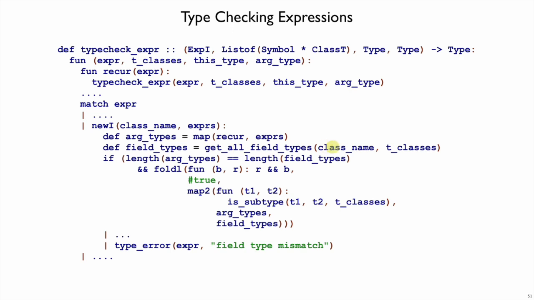And what do we get back from new? We get an instance of this class. So our result type here should be obj with that class name. And if something doesn't match, well, then we can just complain with type error.